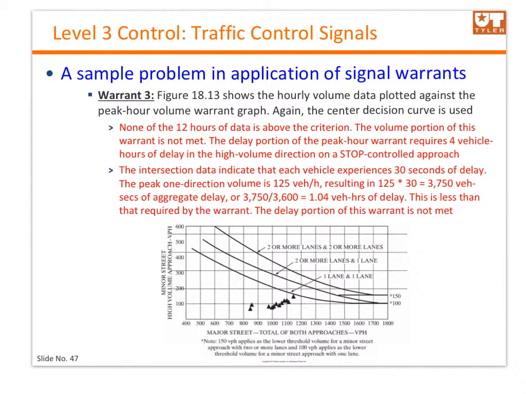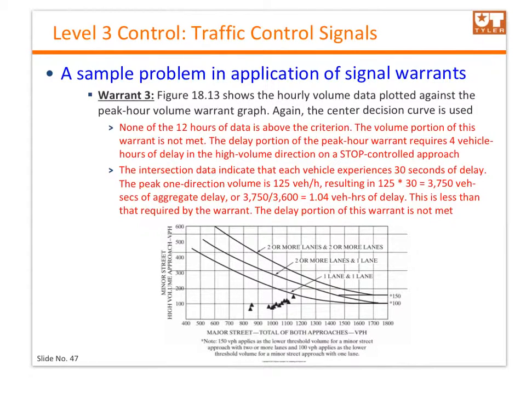Therefore, the peak one direction volume is 125 vehicles per hour, resulting in 125 times 30 seconds. So that's going to give us 3,750 vehicle seconds of aggregate delay, or you can divide this by 3,600 seconds to know how many hours, and that would be 1.04 vehicle-hours of delay, which is less than the required by the warrant, and therefore the delay portion of this warrant is not met as well.